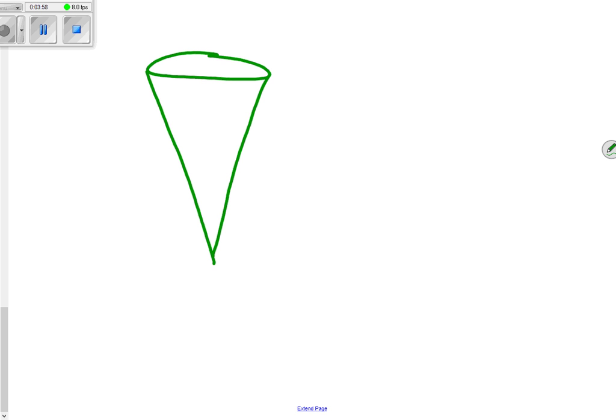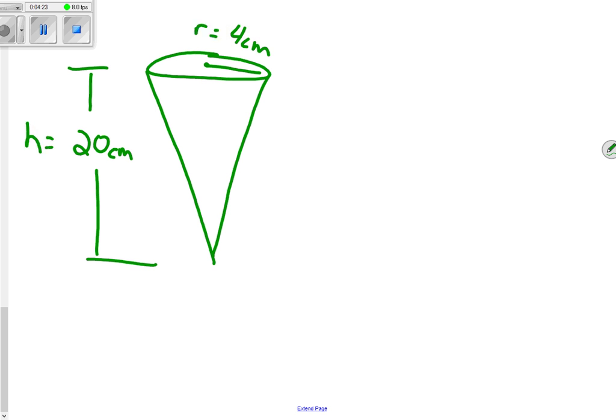That's a bad idea. So let's label what we have here. We know we have a cup. It has a height of 20 centimeters, that's just the line like that. My radius of the cup, what did I say, 4 centimeters? So that's my H, that's my R.